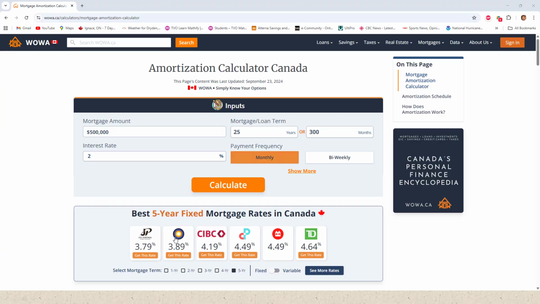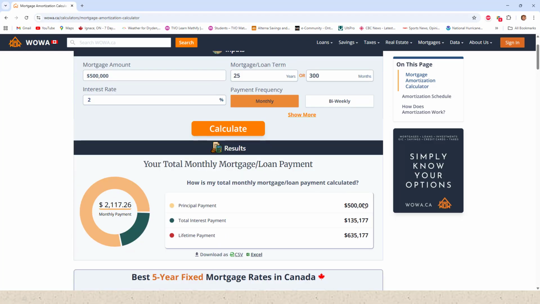So now this is just some advertisements here. When you click on calculate, it shows you that the principal payment is the $500,000. The monthly amount would be $2,117.26. The total interest payment for the entire life of the loan is $135,000 over the 25 years.